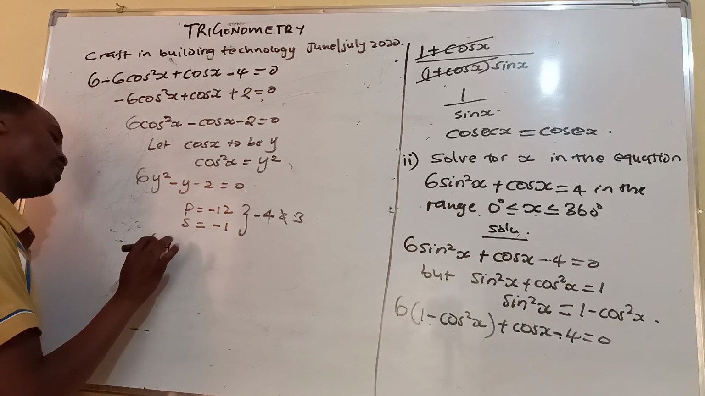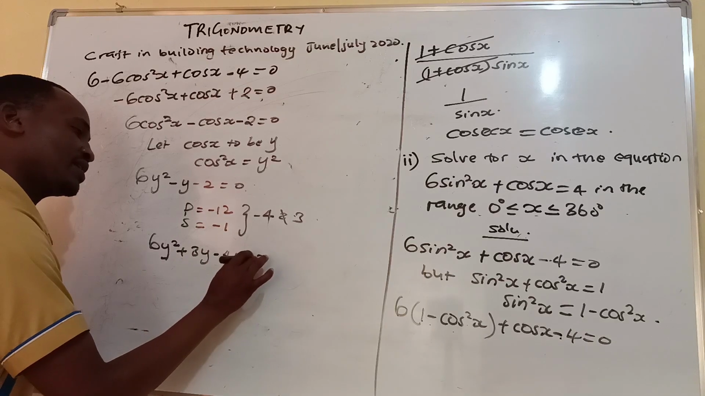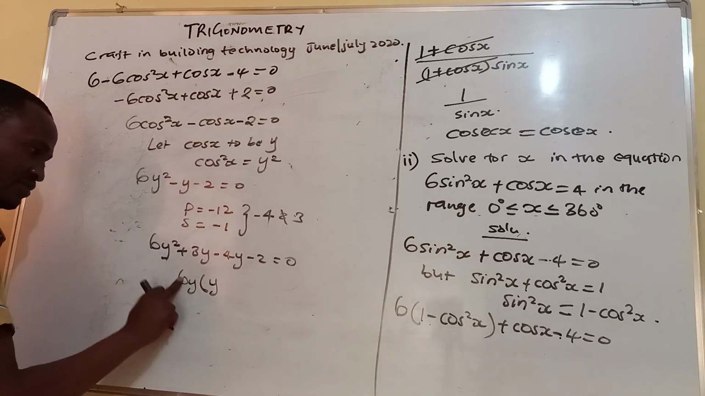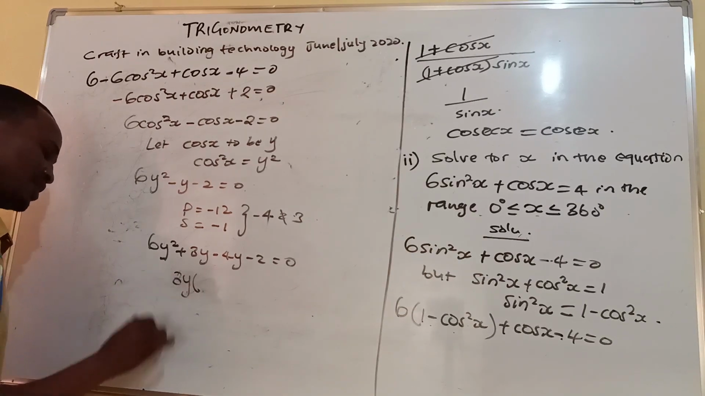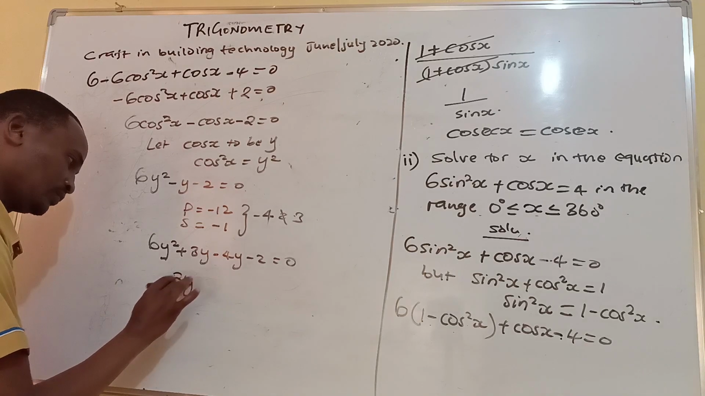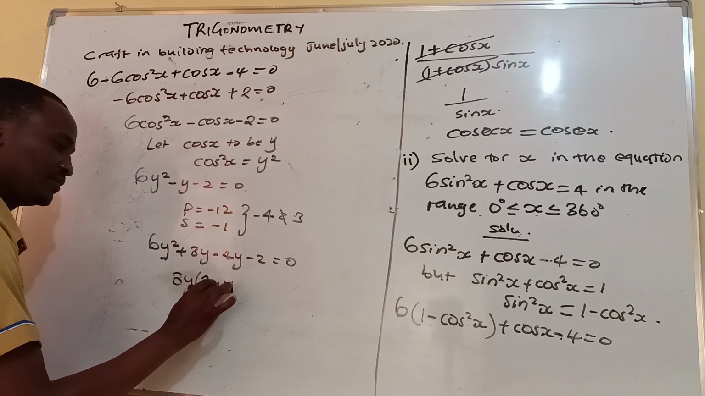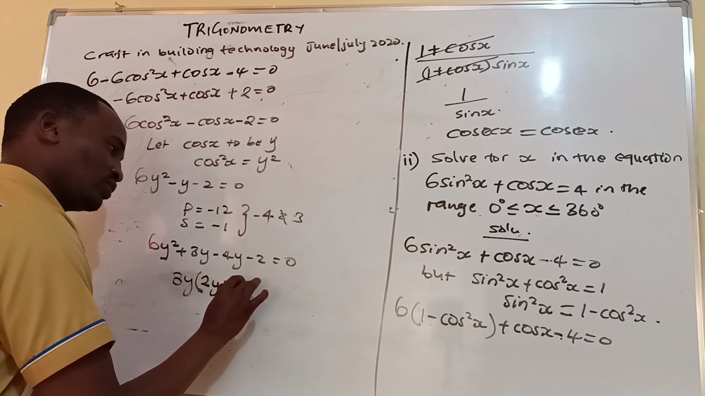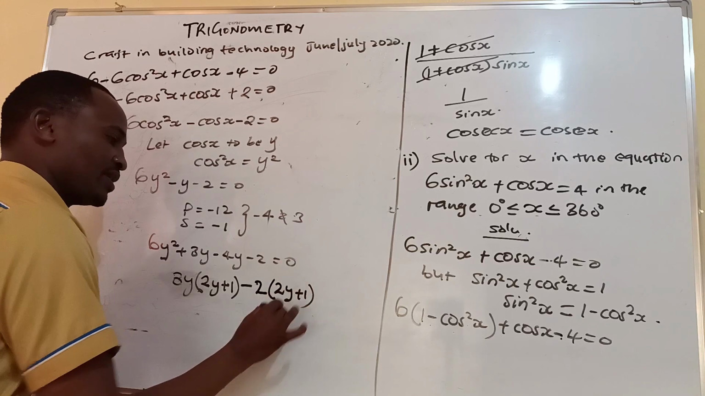So we have 6y squared plus 3y minus 4y minus 2 is equal to 0, which will give us, we factor out 3y to get 2y plus 1. We factor out, again we factor out negative 2, 2y plus 1.